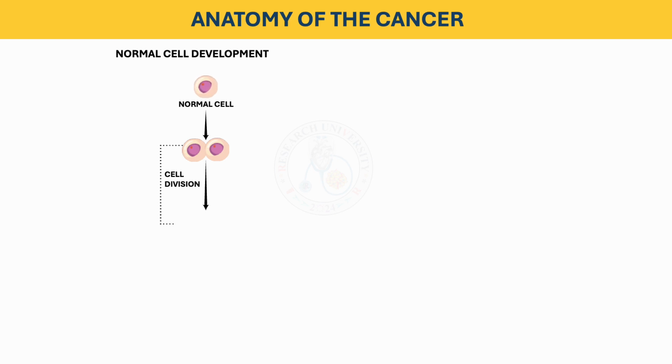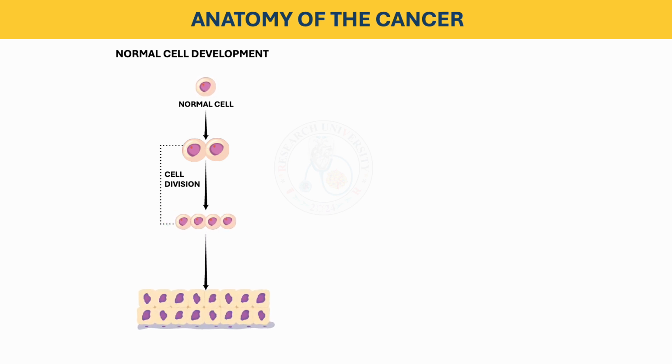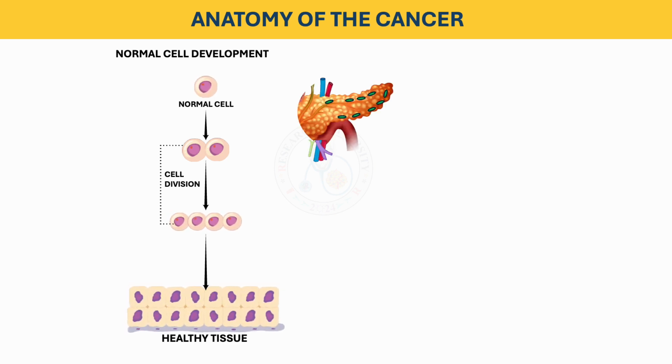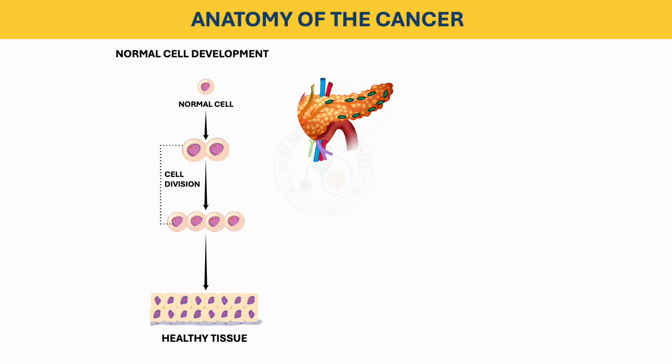Before going into pancreatic cancer, let's try to understand cell development. Cell development has two types, normal cell development and abnormal cell development. Normal cell development involves the growth and division of cells to form healthy tissue. These cells have specific structures and functions and undergo controlled division by mitosis and organize into tissue with specialized roles. Maintaining the balance of this process is essential for overall health and function.